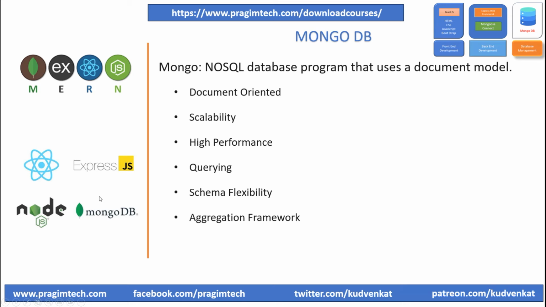Then comes the aggregation framework. MongoDB provides an aggregation framework for performing complex data processing tasks, such as filtering, grouping, and transforming data within the database. It also supports geospatial indexing. For now, we'll keep it aside and learn about geospatial indexing in the future advanced sessions.